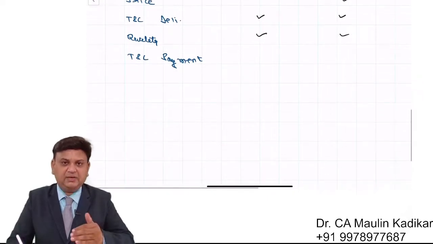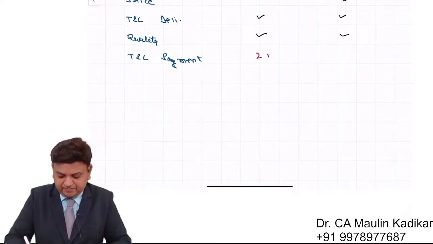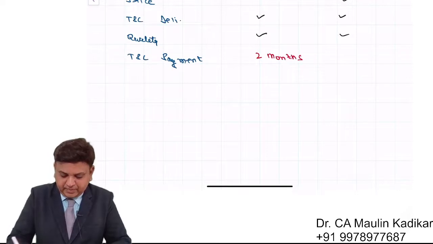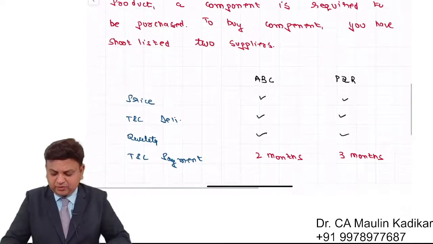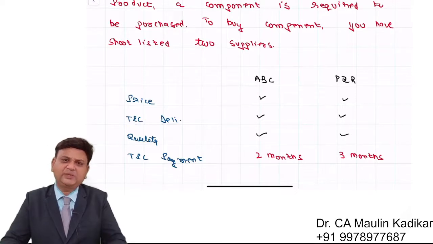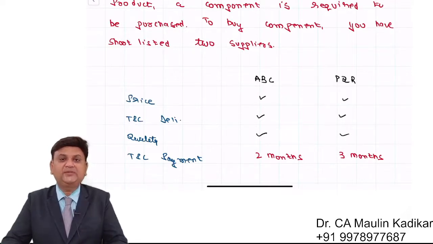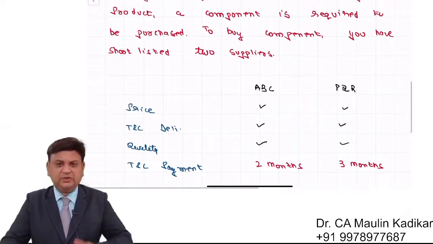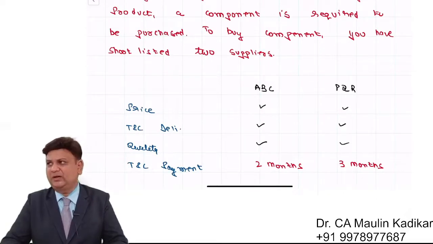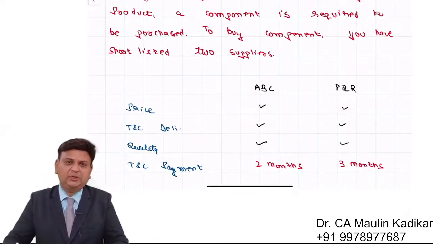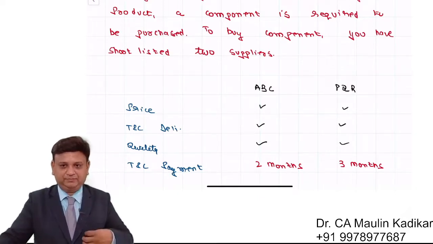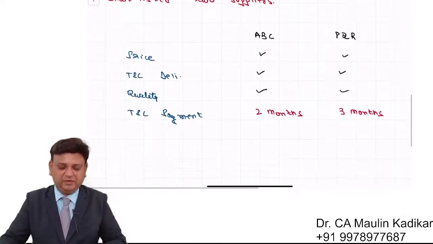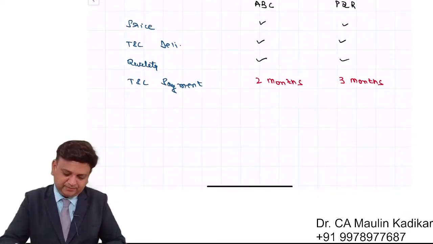ABC was providing 2 months credit and PQR was providing 3 months credit. The credit period offered by both of them is different. I request you to write in the chat box what you think: should we buy the component from ABC or from PQR? We understand that we should buy from PQR.